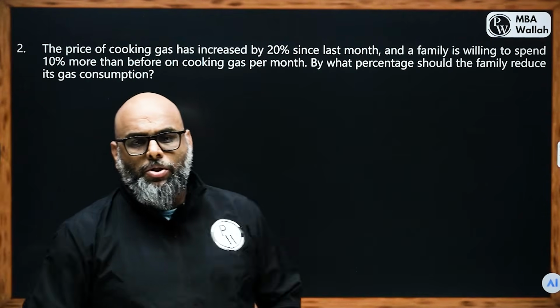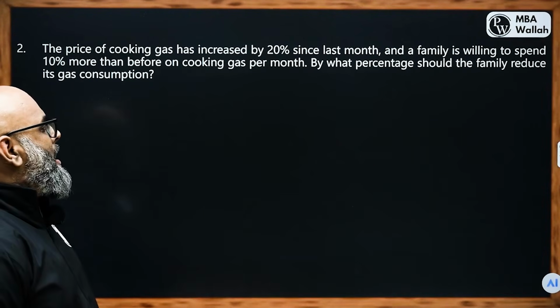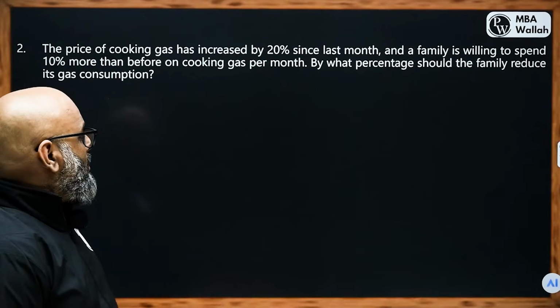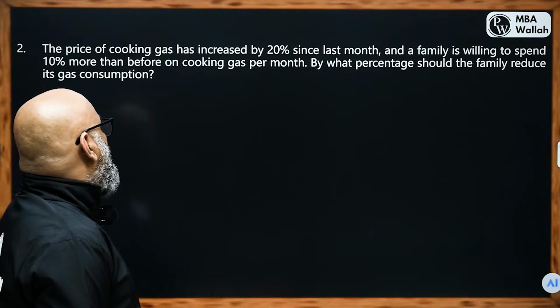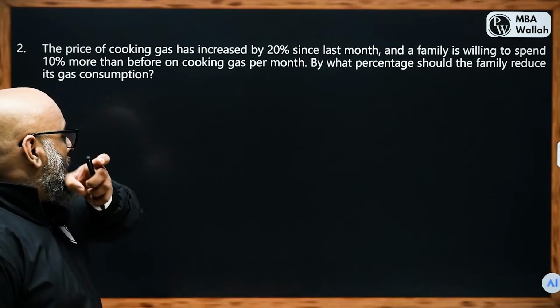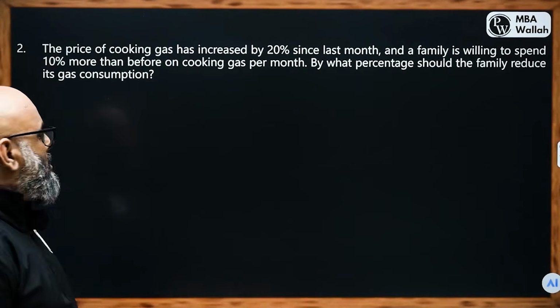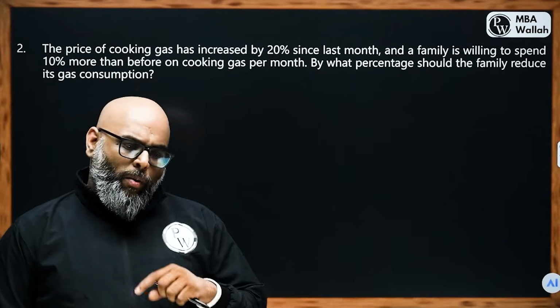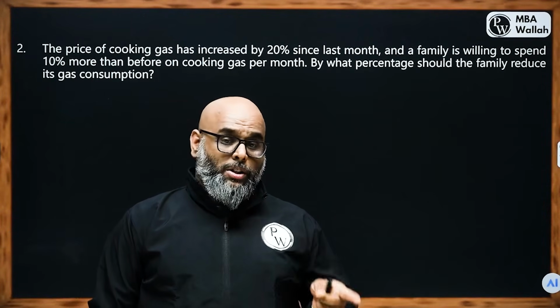Now let's solve this. This question says the price of cooking gas has increased by 20% since last month, and the family is willing to spend 10% more than before on cooking gas per month. By what percentage should the family reduce its consumption? Now here, once again, when price goes up, consumption comes down for a constant value.